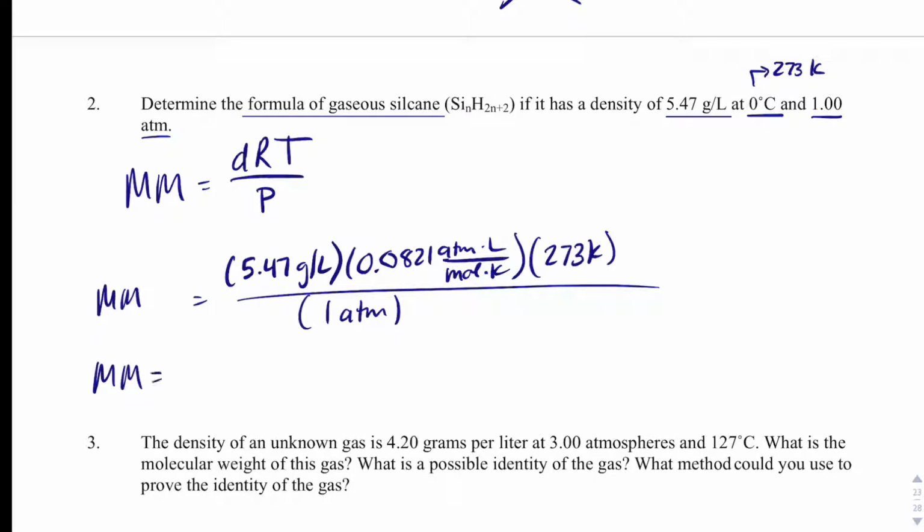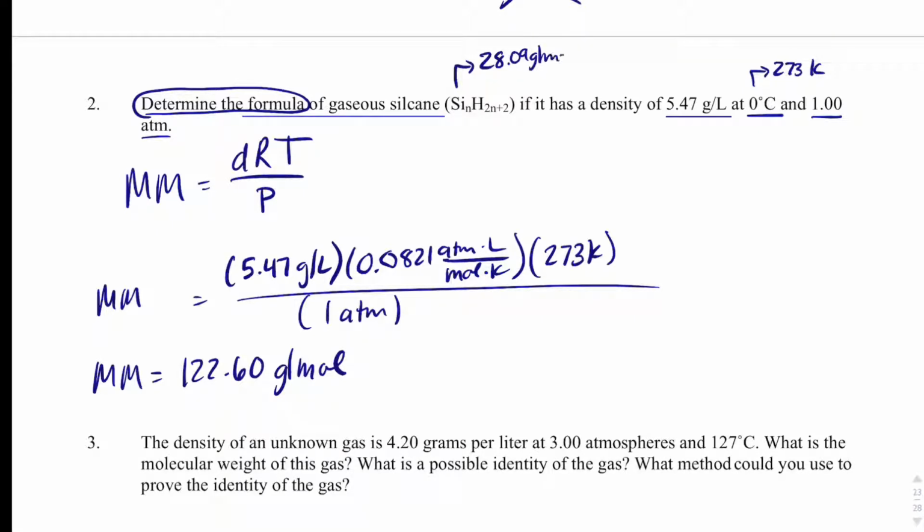And when I solve for molar mass, that's going to be 122.60 grams per mole. But that doesn't answer the question. It says determine the formula. So here's how I'm going to do this. Silicon, just Si, is 28.09 grams per mole according to the periodic table. So if I can figure out how many silicons can go in here, the rest of the mass is probably just hydrogen, because hydrogen is not going to really contribute all that much.